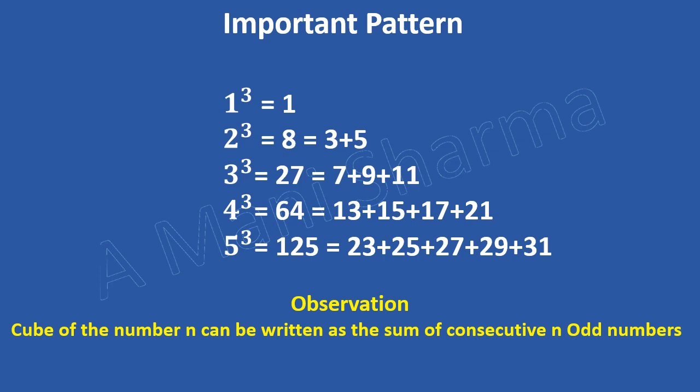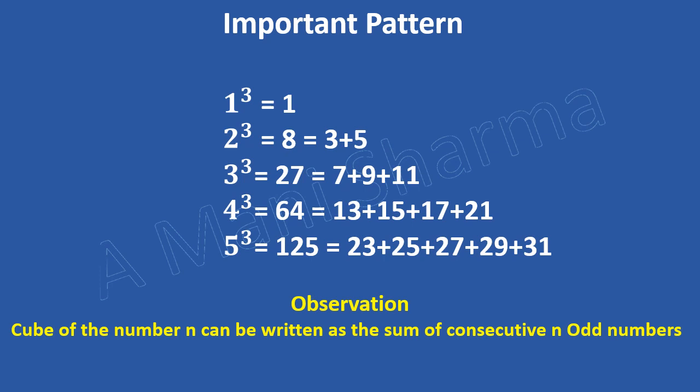Children, if we go through the cubes of natural numbers, we'll see that they exhibit a peculiar pattern. See, 1 cube is 1, 2 cube is 8, and it can be written as the sum of two odd numbers, 3 and 5. Both are consecutive. 3 cube is equal to 27, and it can be written as the sum of 7, 9 and 11. All these 3 odd numbers are consecutive. 4 cube is equal to 64. It can be written as 13 plus 15 plus 17 plus 19. That means 4 cube can be written as the sum of 4 consecutive odd numbers.